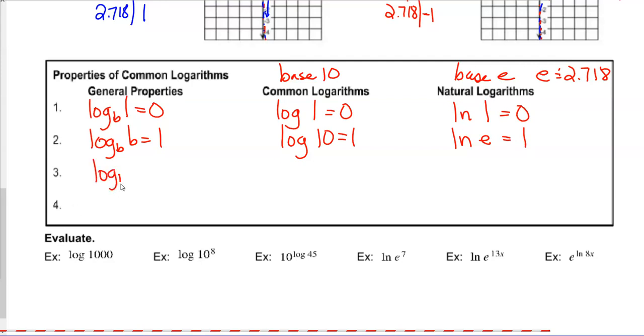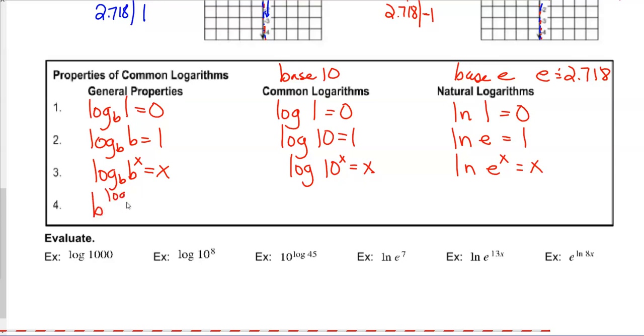Log base b of b to the x. Well, b to what power is b to the x? It is x. Then it would look like this for base 10: log of 10 to the x equals x. And the natural log of e to the x equals x. And this we use quite a bit when we're solving natural exponential equations, which we will do in another section.